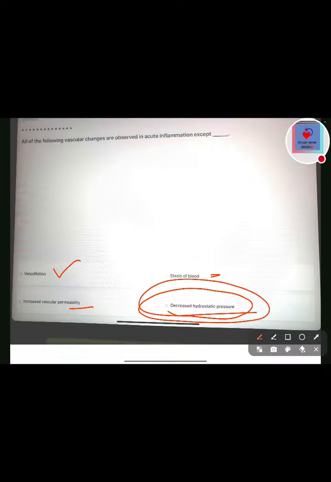Understood? All the following vascular changes are observed in acute inflammation except. So in acute inflammation, vasodilation, stasis of blood, yes, for some time, increased vascular permeability, decreased hydrostatic pressure. So what's the answer? Decreased hydrostatic pressure. Vasodilation will be there, stasis of blood is there, increased vascular permeability is there, decreased hydrostatic pressure is not there. The hydrostatic pressure is increased.